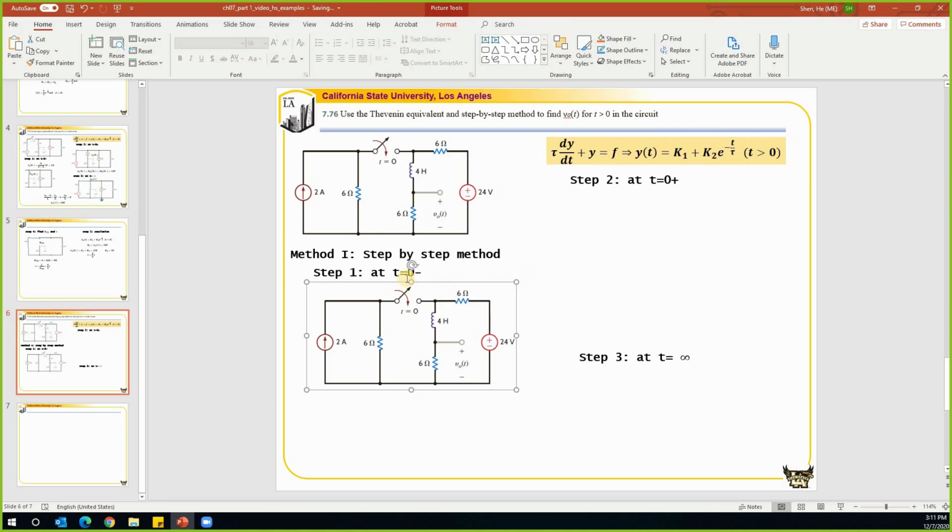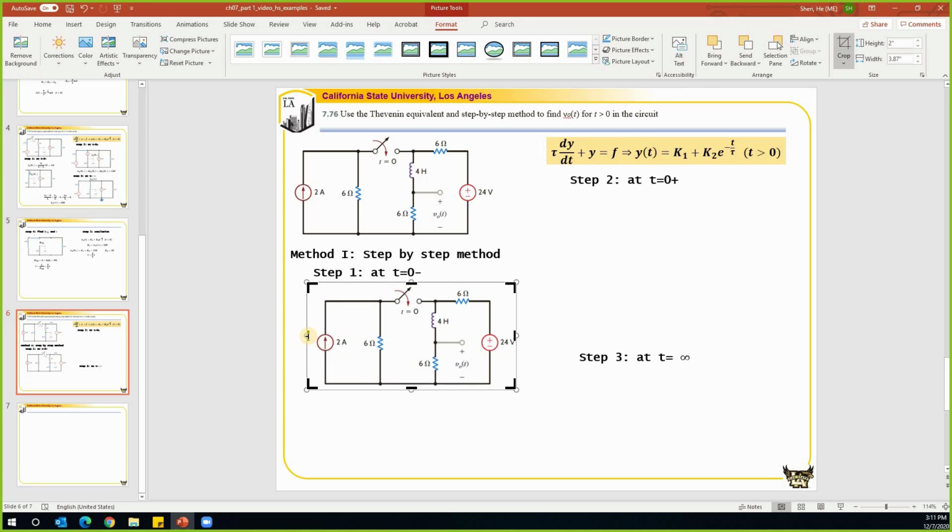The first step: for t equal to 0 minus, this switch is open. We are looking for the current through the inductor or the voltage on the capacitor. The inductor is over here. Because this is open, the left-hand side and the right-hand side are not connected, so we just keep the right-hand side.